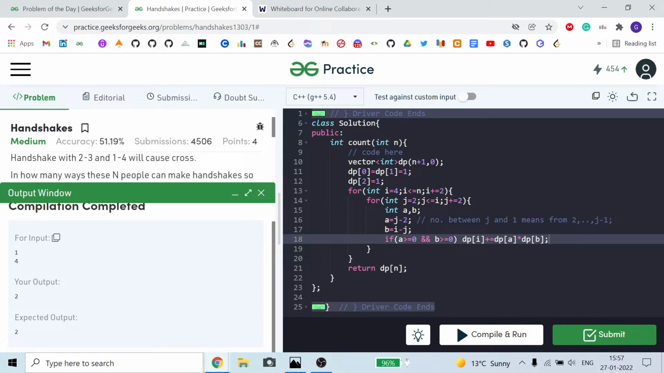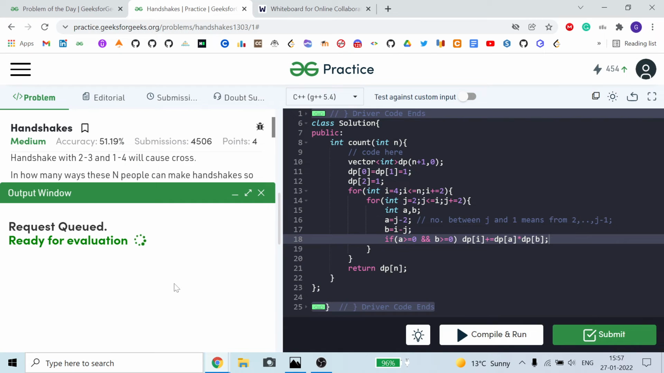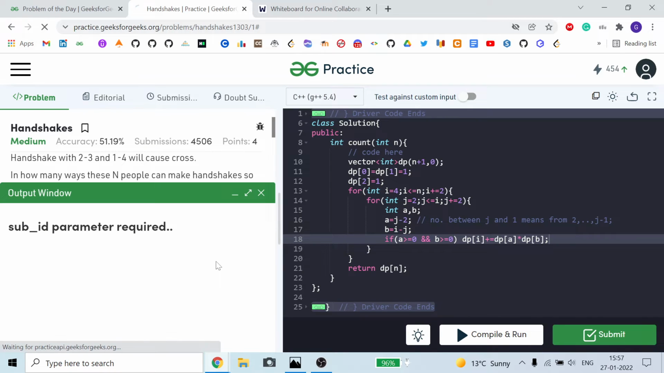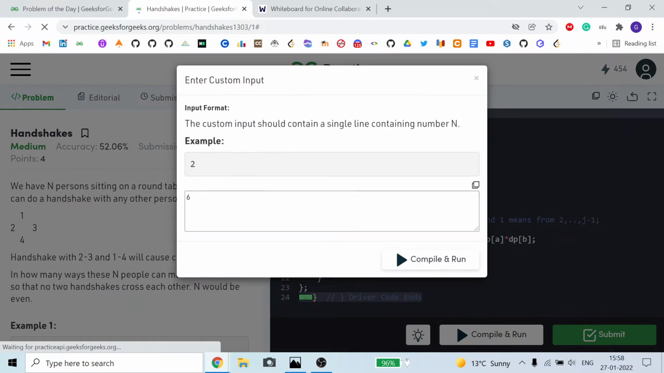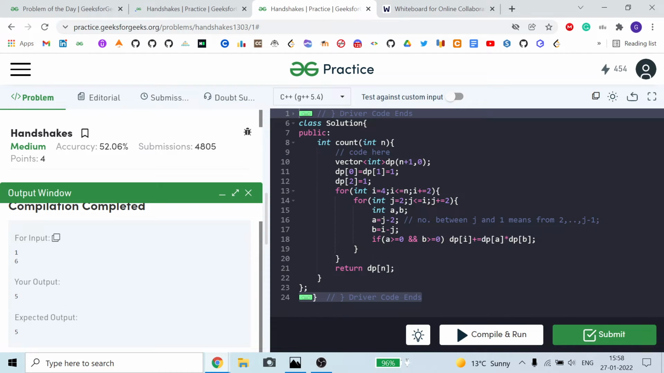Yes, sorry, for n is equal to 6 we have to check out. For n is equal to 4, answer is equal to 2. Okay, I don't know why, but this is created. I'll refresh the page and do it now. Submit it. So the answer... I don't know why it is causing the problem. Yes, you can see for 6 answer is equal to 5.